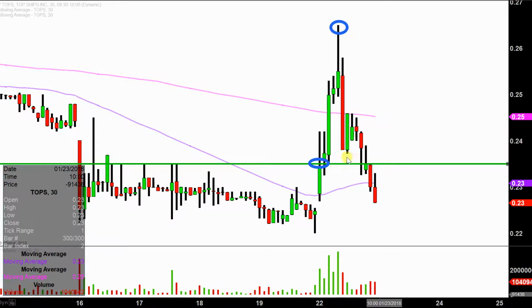So again, where did it start? Well, it started up here. Where did the price close today? The price closed all the way down there. So when you look at where it closed relative to where it started, the price is literally right back to where it started.